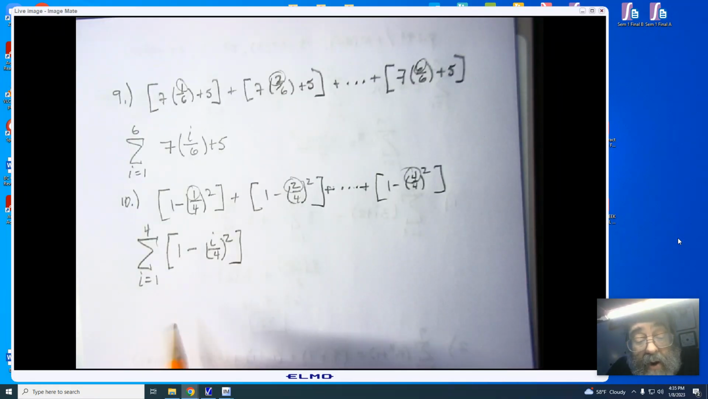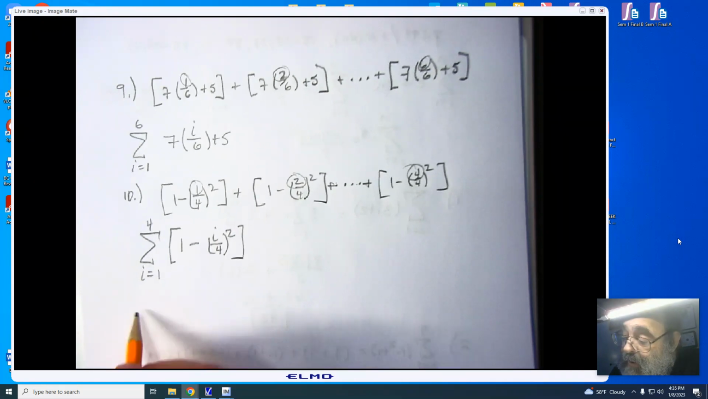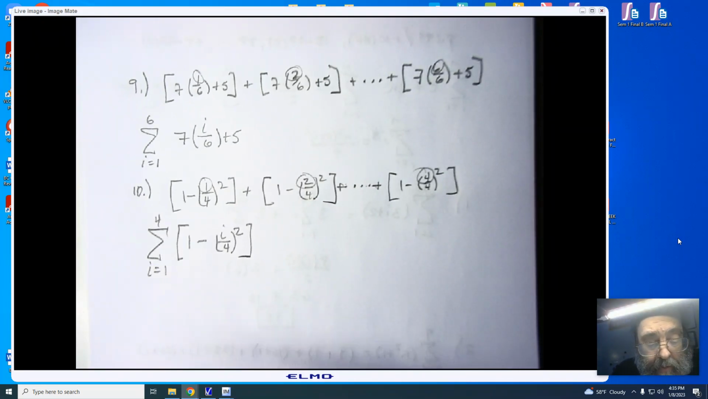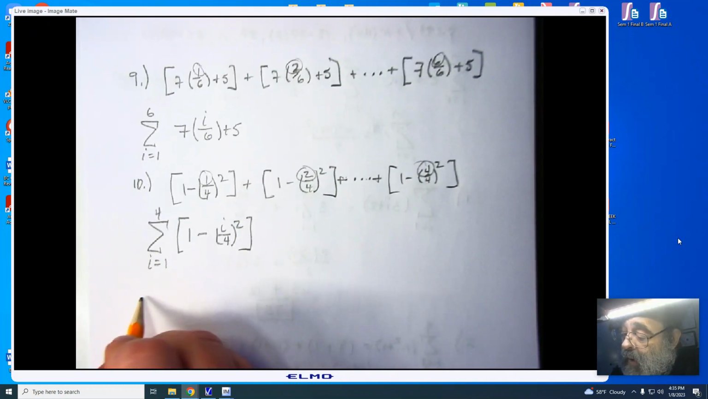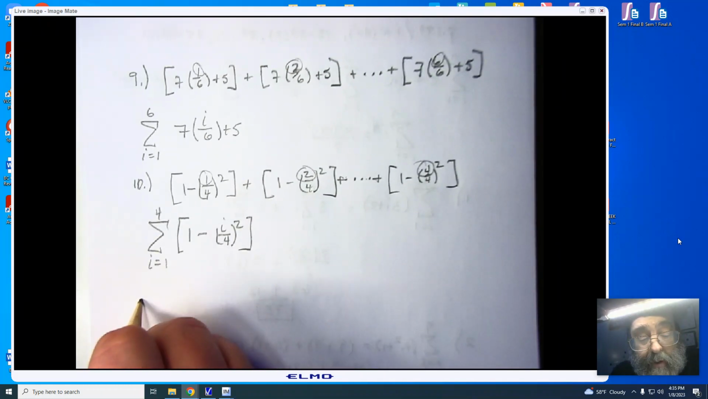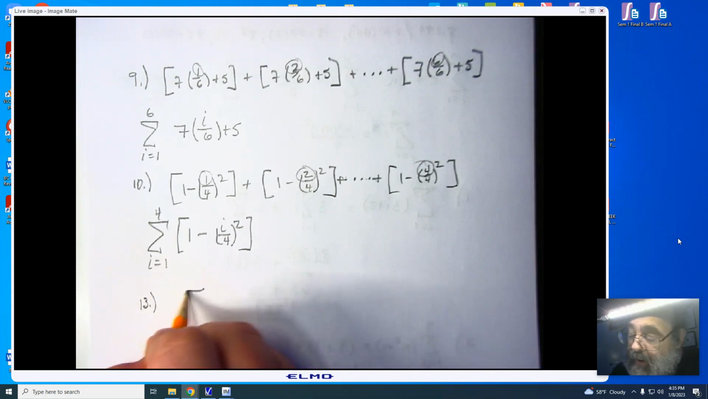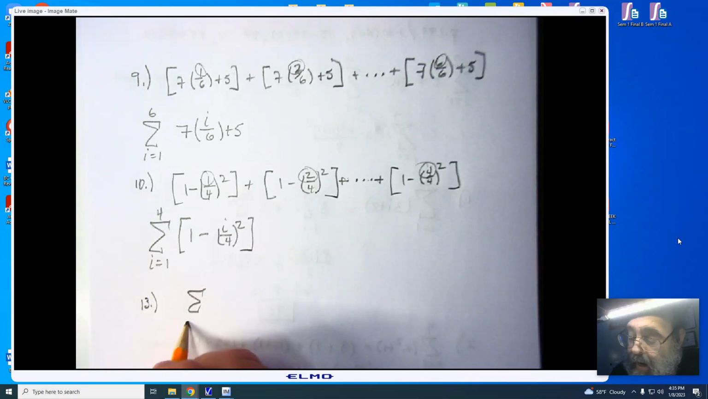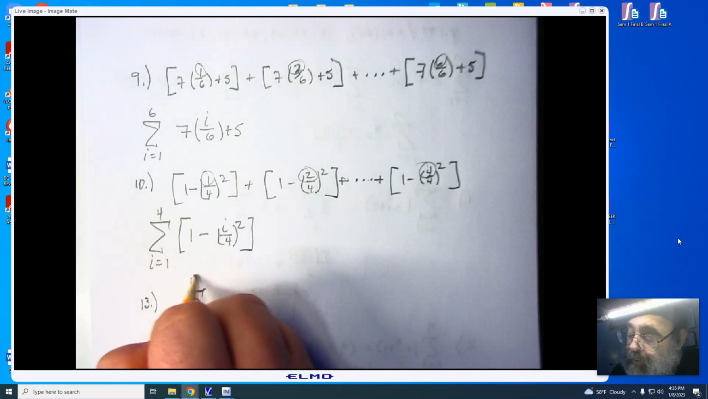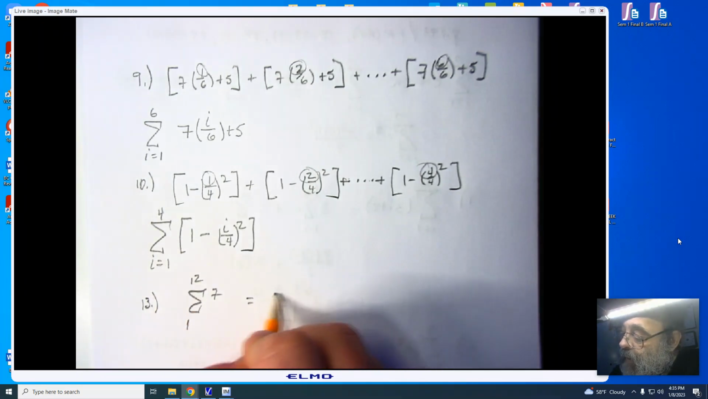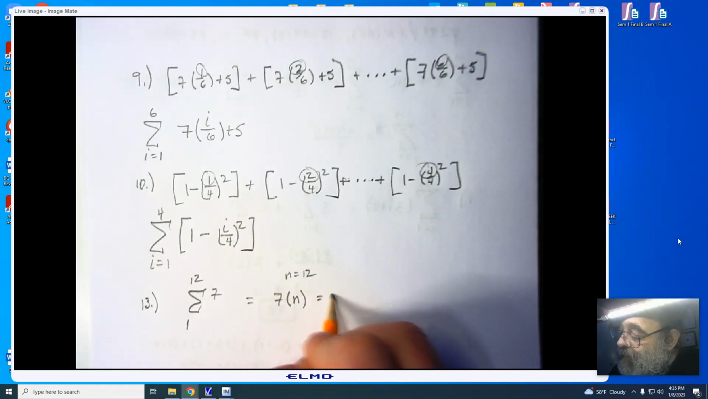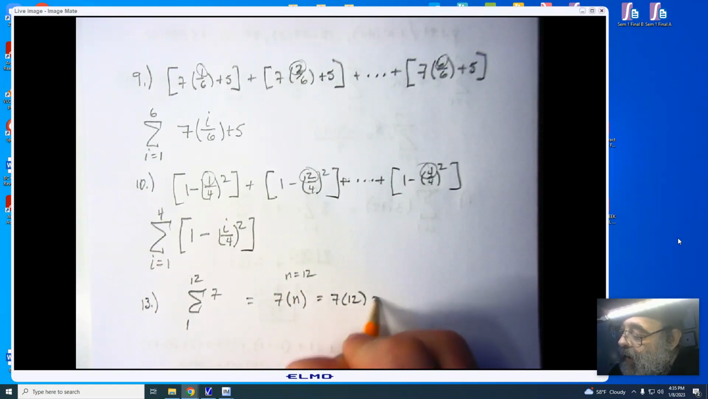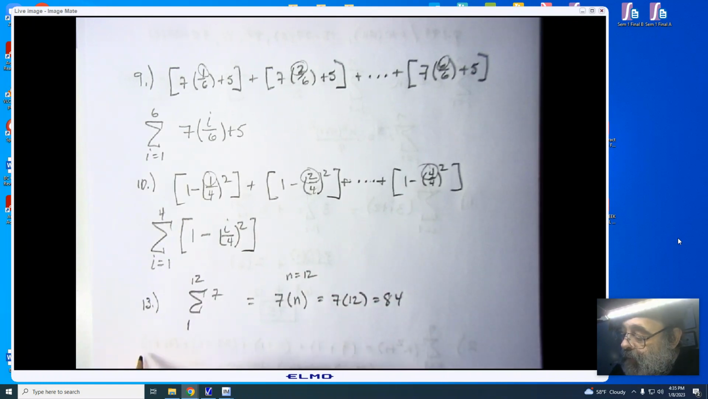Number 13 is now asking us to work with our summation formulas. I'm only going to do 13, 15, and 17, so please be aware of that, and we'll end with part 1. So 13 has us working with i starting from 1 up to 12 for 7. The formula is 7 times n. N here is 12. And so I have 7 times 12, and my answer is 84.